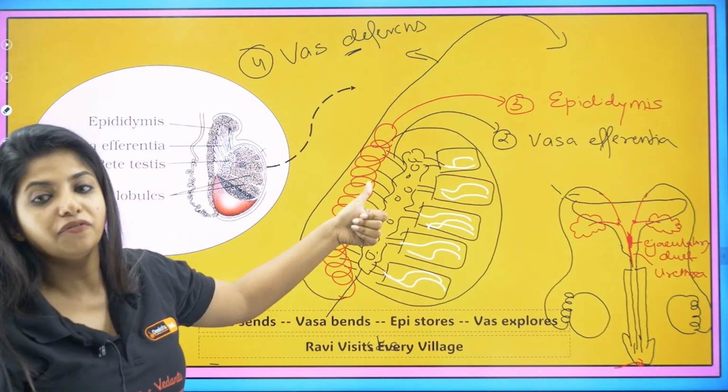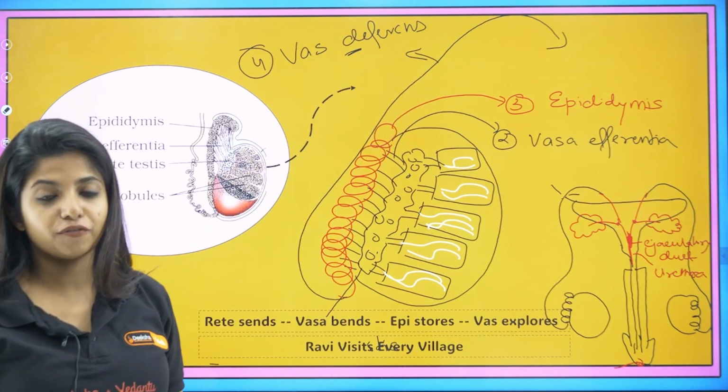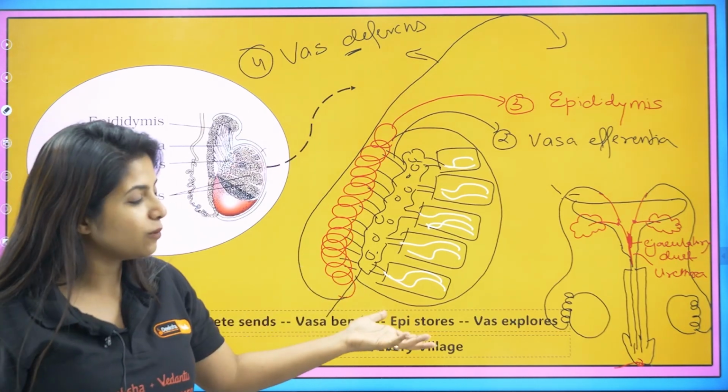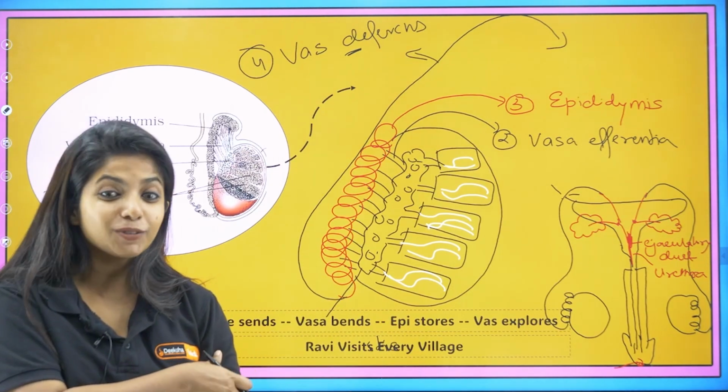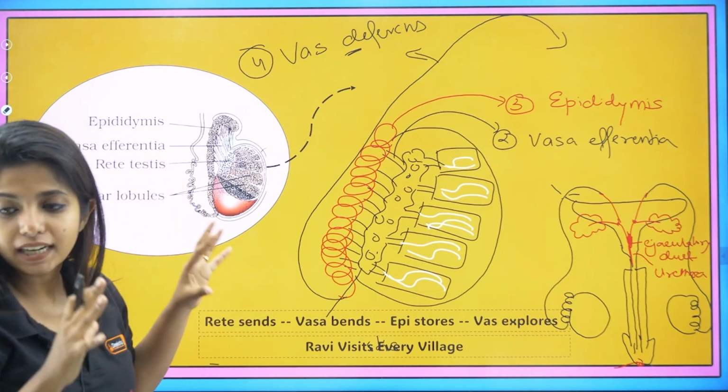So, R for rete testis, V for vasa efferentia, E for epididymis, and V for again vas deferens. But do not be confused with the V's out there. Okay, so you can study in either way, and if you thought that this was fun, do let me know that as well. Okay, so this is about the accessory ducts.